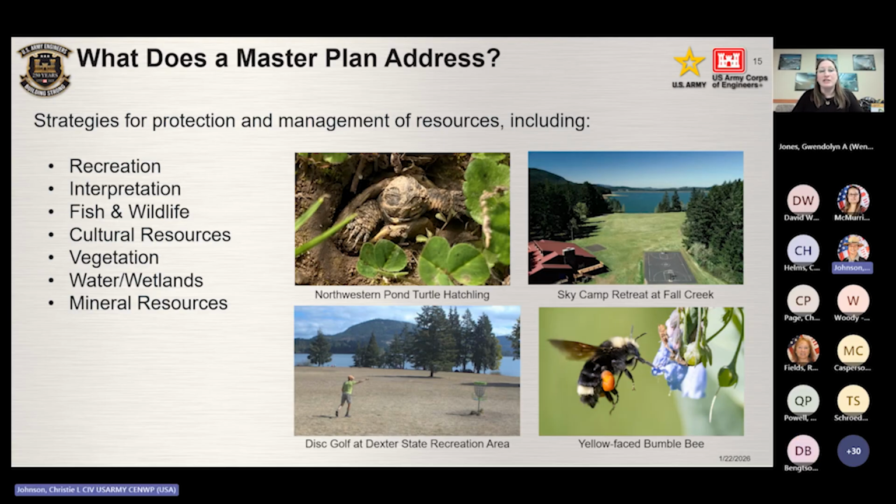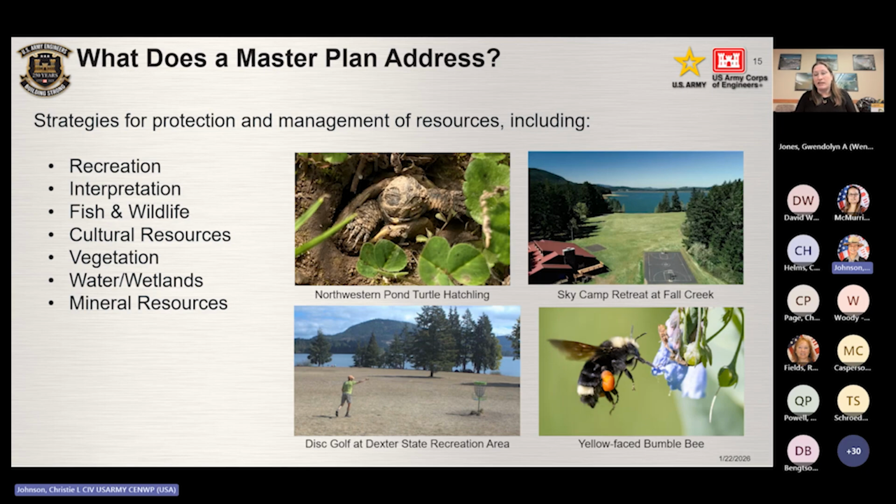All right, so master plans are going to be future planning documents, and they're really going to go into a lot of the recreation at the lake as well as the resources. So anything from vegetation, wetlands, all of the fish and wildlife resources that are there, both common species and rare species. And we really are interested today in hearing about these types of topics.